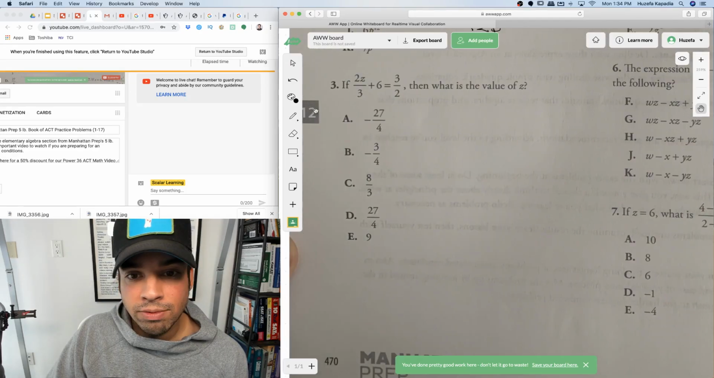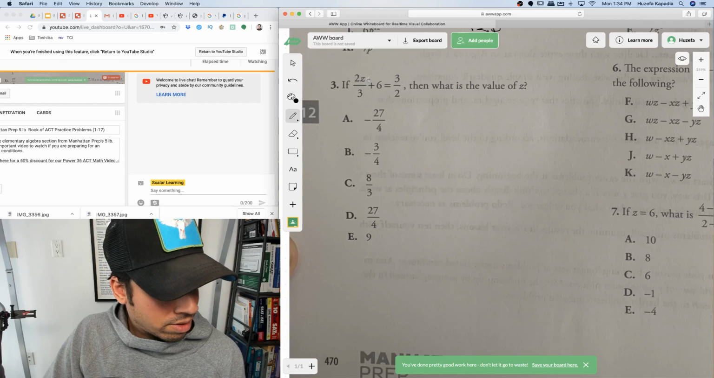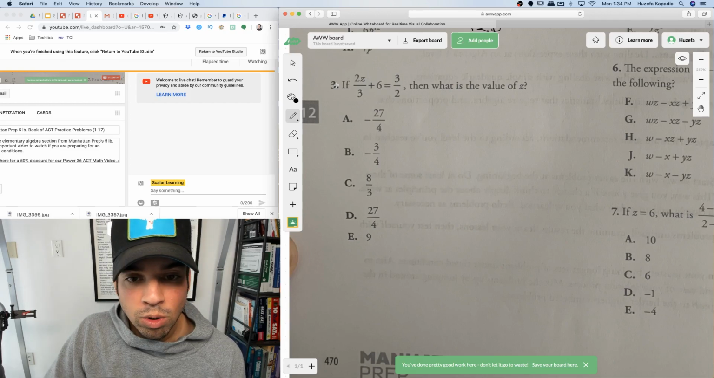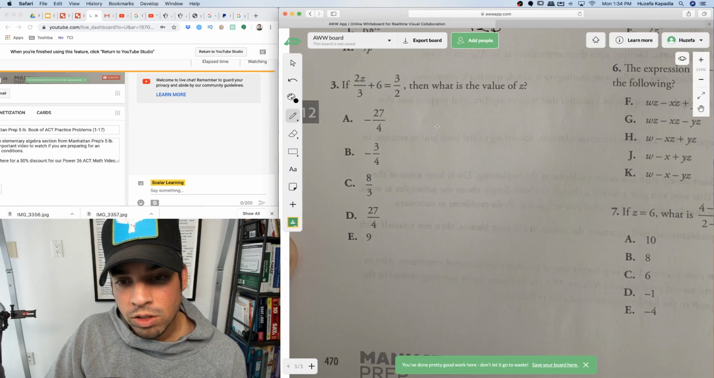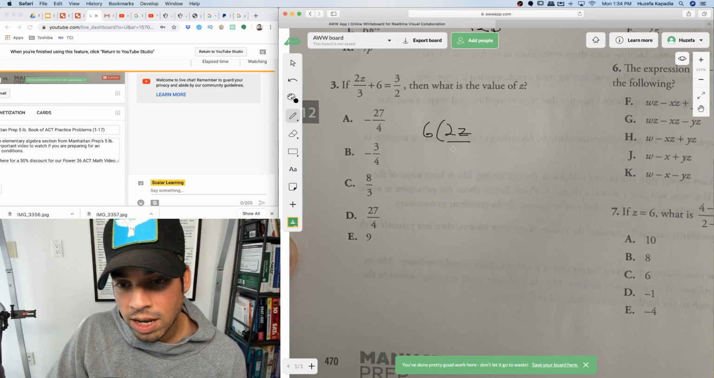Next, for this one, what is the value of z? So again, I got an equation that I want to solve. Now my advice is if I've got fractions, I don't want to deal with that. So I'm going to multiply everything by 6. Why did I choose 6, by the way? I chose 6 because it's the least common multiple of 3 and 2. So you'll see what's about to happen in a second.